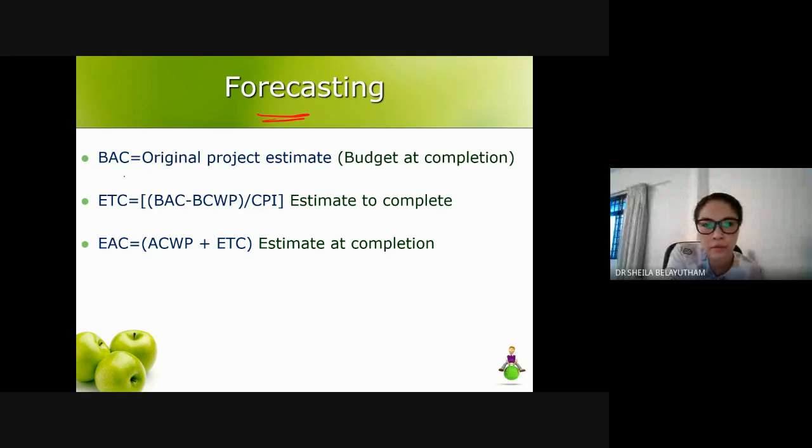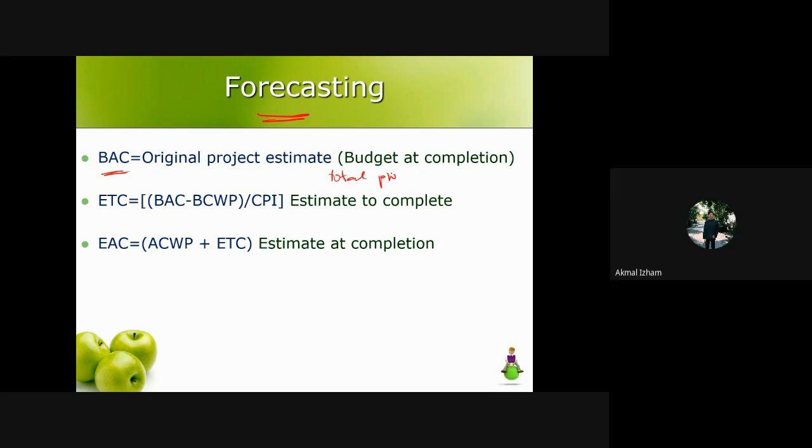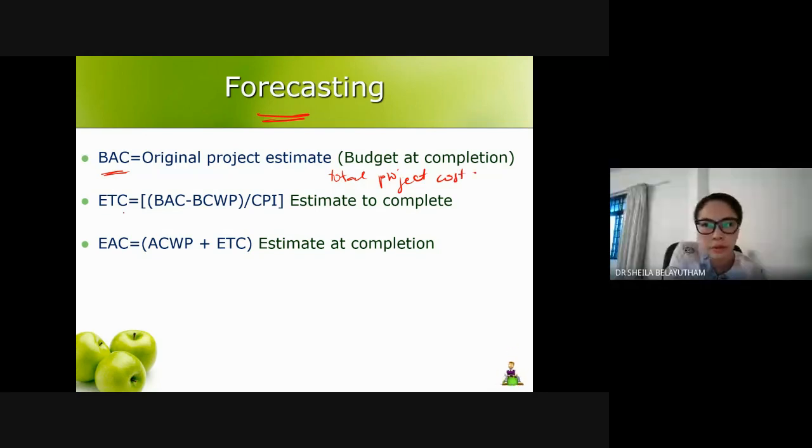The first term that you're going to use for forecasting is budget at completion, BAC, the original project estimate, which is the total project cost. Next one is ETC, estimate to complete. Estimate to complete is basically budget at completion minus earned value, divided by cost performance index.